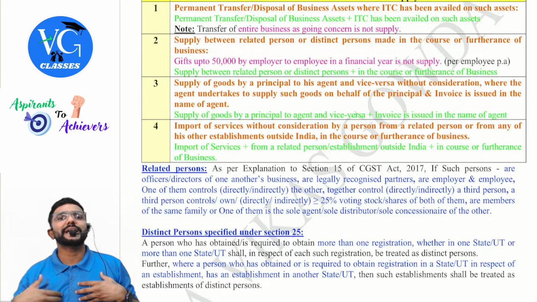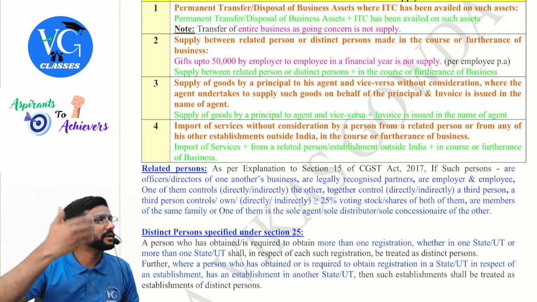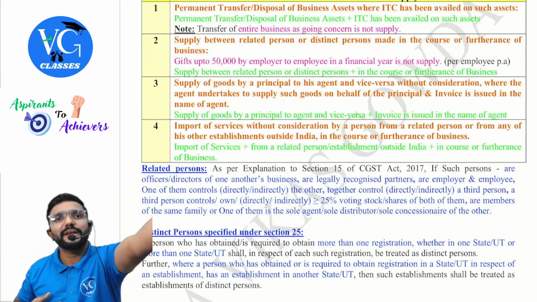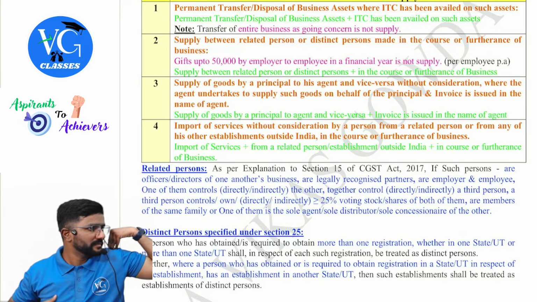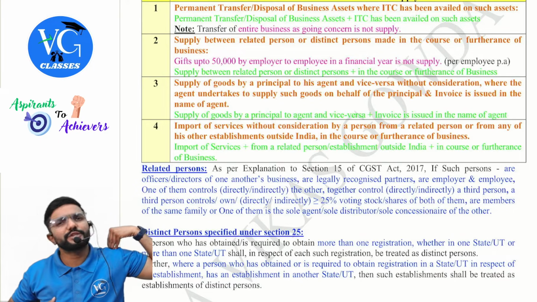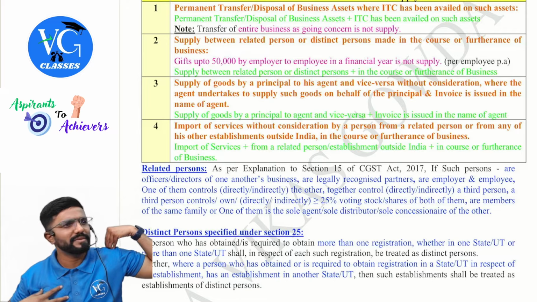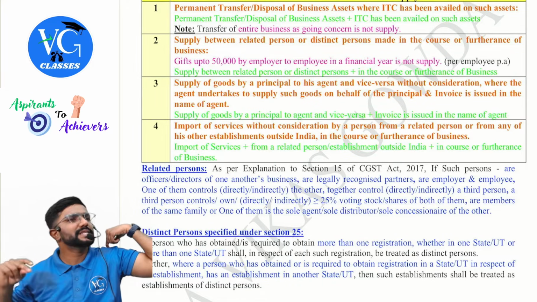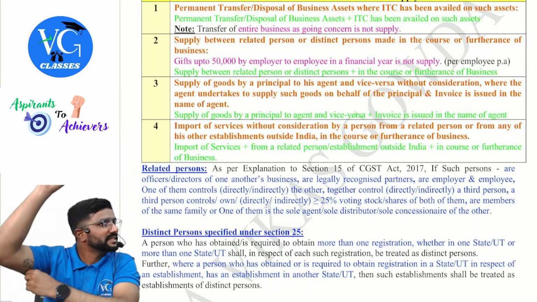Guys, assume I appointed you to purchase goods on behalf of me. You find the supplier and the supplier directly delivers the goods to me. The supplier issues the invoice to me in my name. There is only one supply. Between whom? Supplier and me. It is a supply as per 7(1)(a).